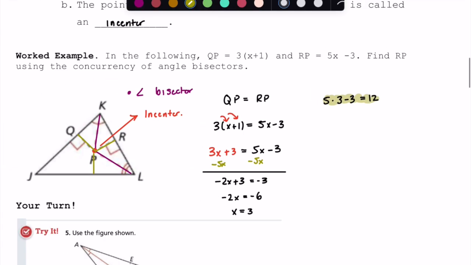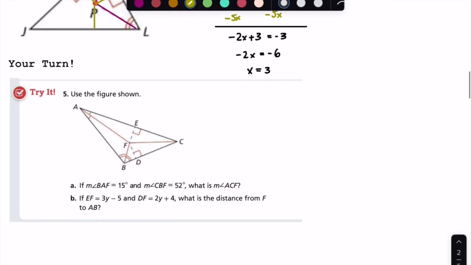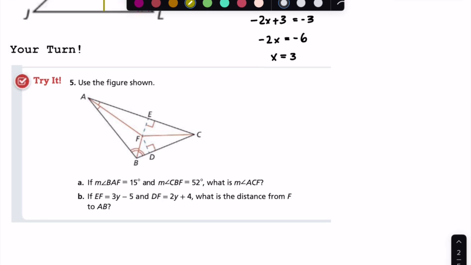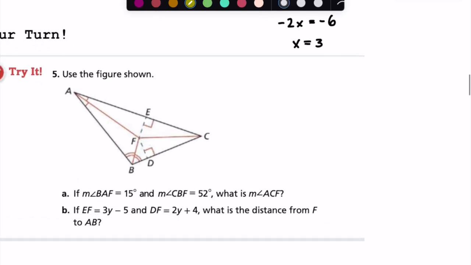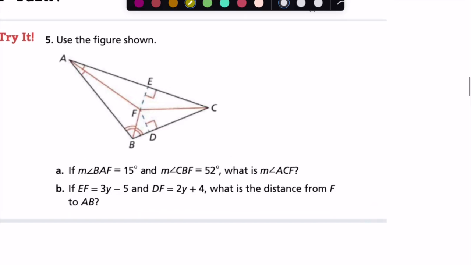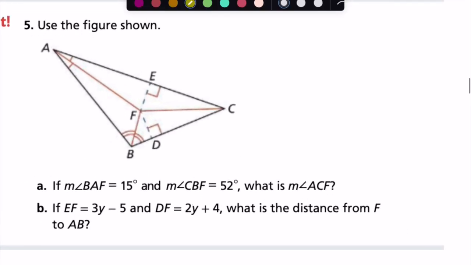Okay, so now I want you to try this problem on your own. Please pause the video, and then we'll work through it together. Okay, so let's use the figure shown. Here we have an angle bisector, and here we have an angle bisector. So I know automatically that this is the incenter. That means that the incenter is equidistant from all the sides of a triangle.